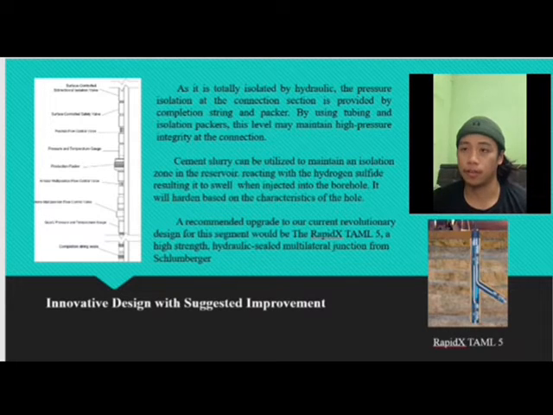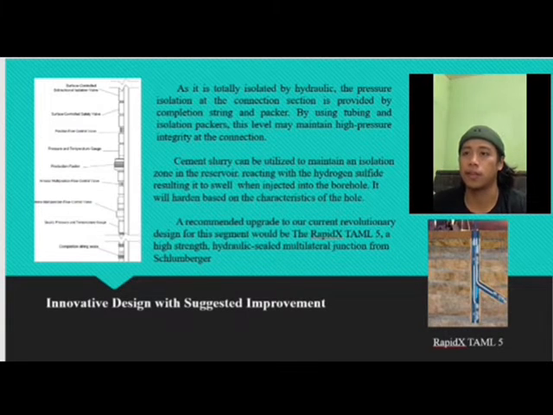As it is totally isolated hydraulically, the pressure isolation at the connection section is provided by the completion string and packer. By using tubing and isolation packers, this level may maintain high pressure integrity at the connection. Some issues may arise, such as the need to preserve the isolation zone between reservoirs. Cement slurry can be utilized to do exactly that. This is because it will react with the hydrogen sulfide, causing it to swell when injected into the borehole. It will harden based on the characteristics of the hole. By doing this, the reservoir's isolation zone will be maintained.